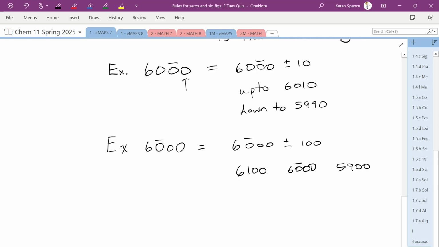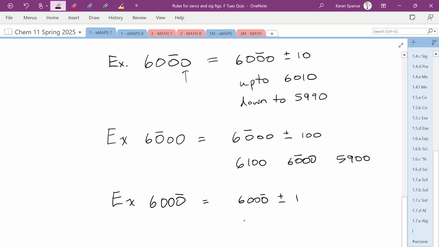And then if we did this, and we had our overbar here, this would be 6,000. That is our uncertain digit right there with the overbar over top of it. And that would be plus or minus 1. So this could be 6,001, it could be 6,000, or it could be 5,999.